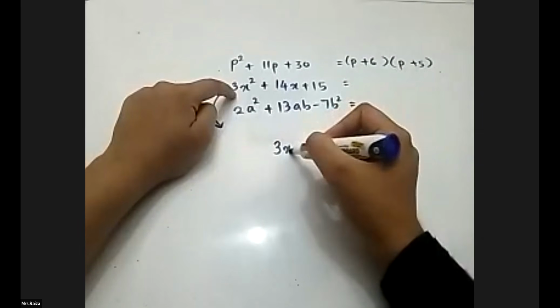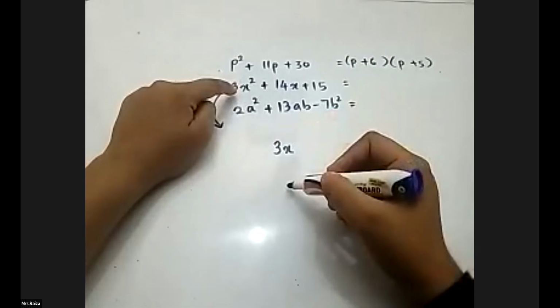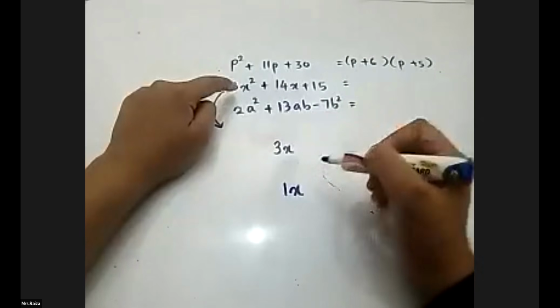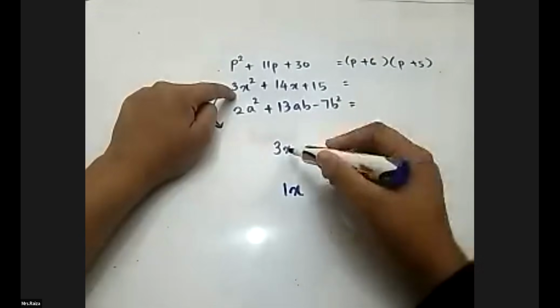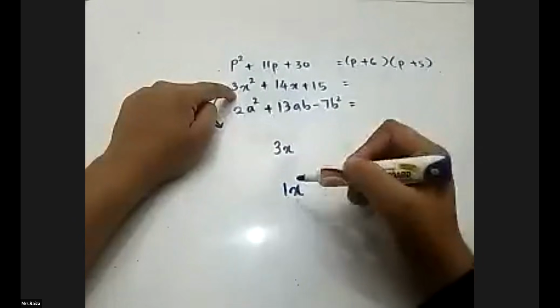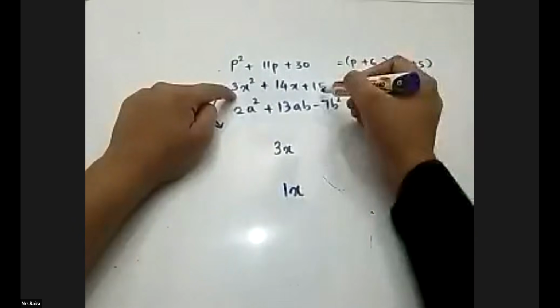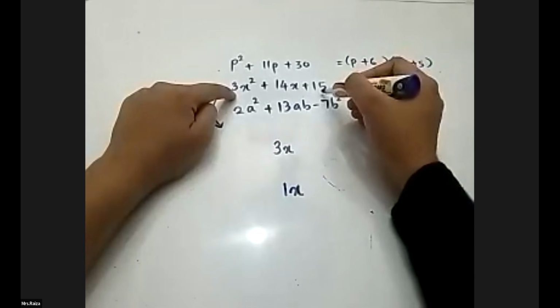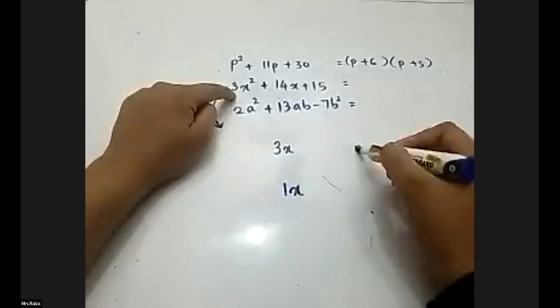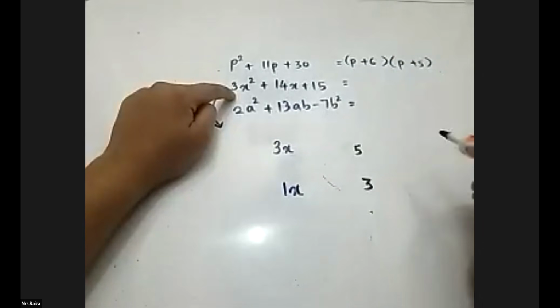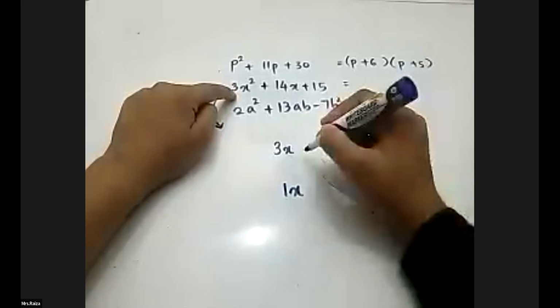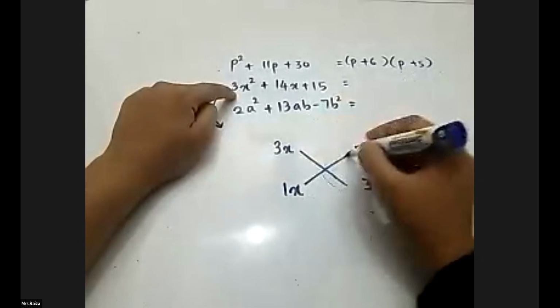You can make 3 by multiplying 3 into 1. So 3x into 1x can make 3x squared. If you need to make the last digit 15, you can make it by 5 times 3. We call this the cross method.